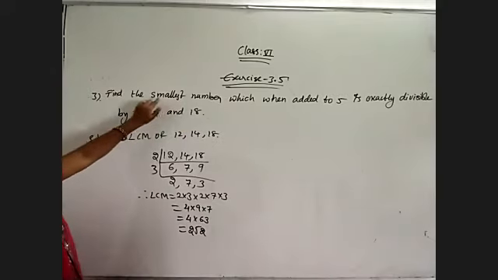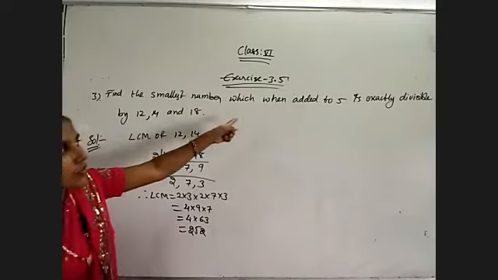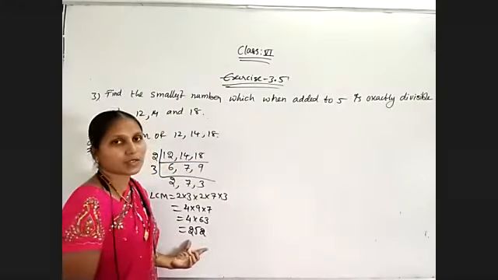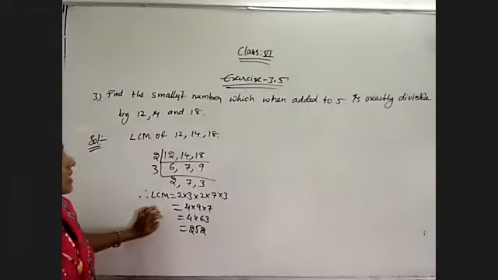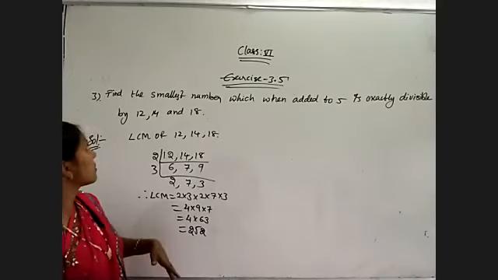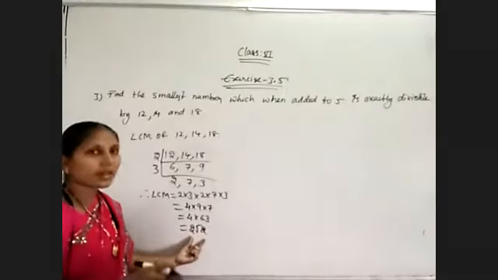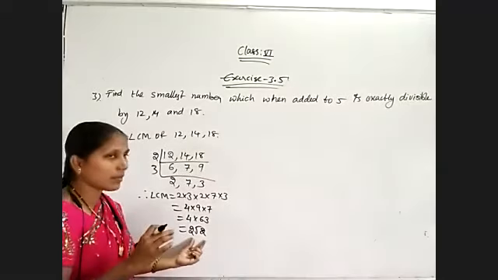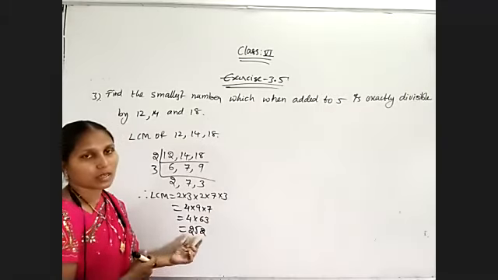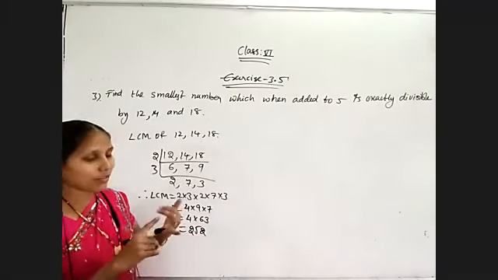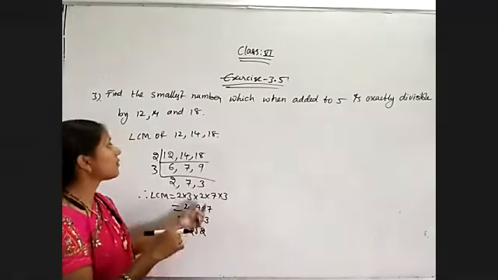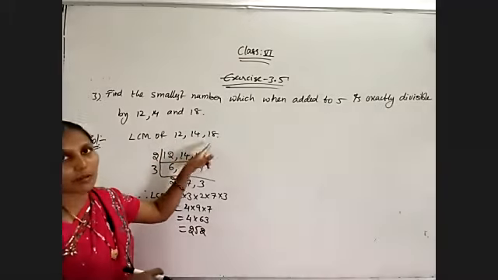But what is the question? Find the smallest number which when added to 5. If we add 252 plus 5, we will get 257. But 257 is not divisible by the given numbers. The question says the number which when added to 5 is exactly divisible by these numbers. So the required number is 5 less than 252. If we add 5 to that number, it will become 252, and that 252 is exactly divisible by 12, 14 and 18.